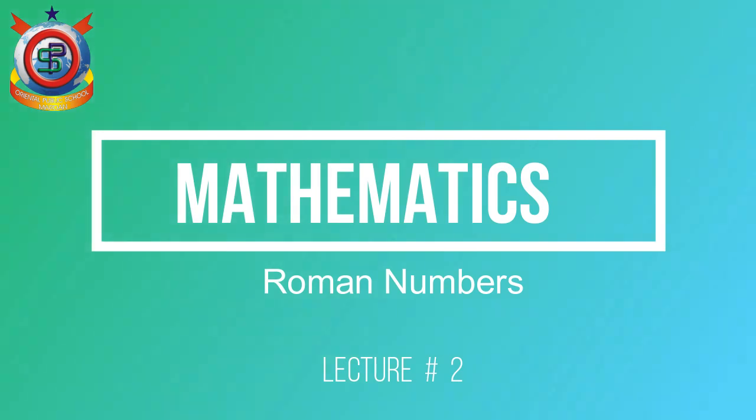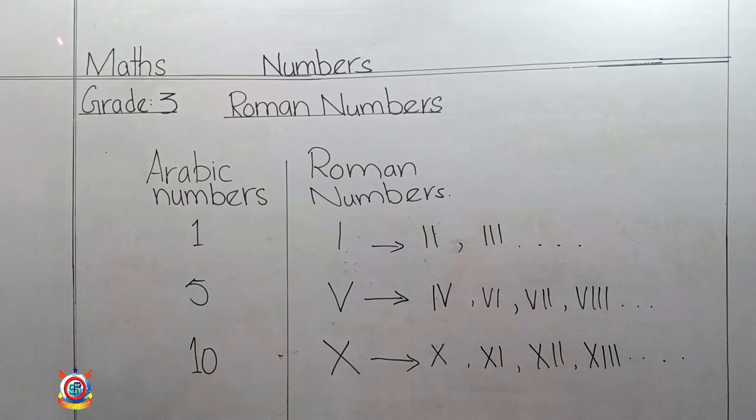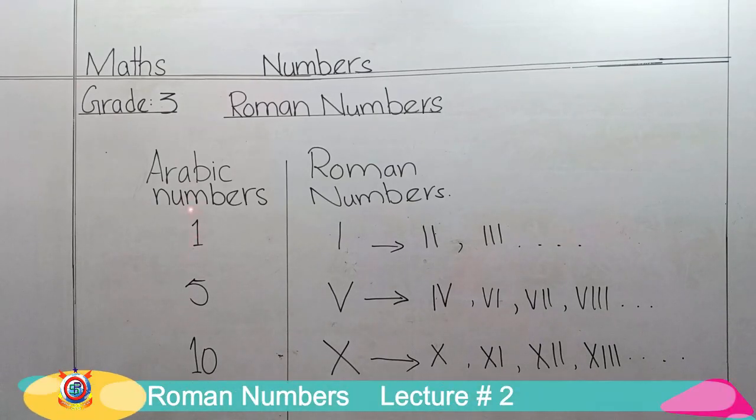Students, have a look on board. Look at Arabic number 1. For 1, the Roman number is I. For 5, the Roman number is V. For 10, the Roman number is X.